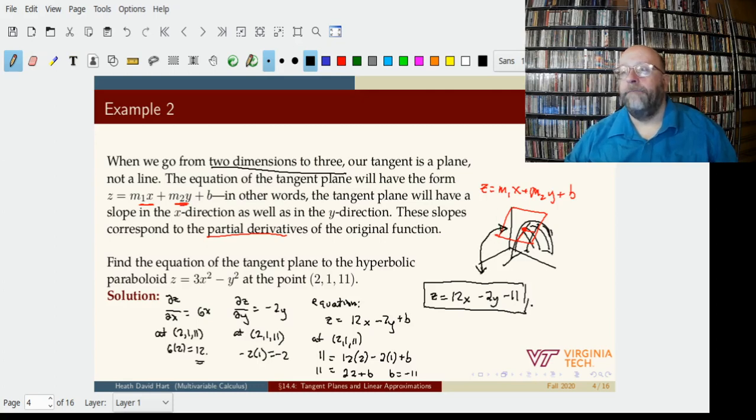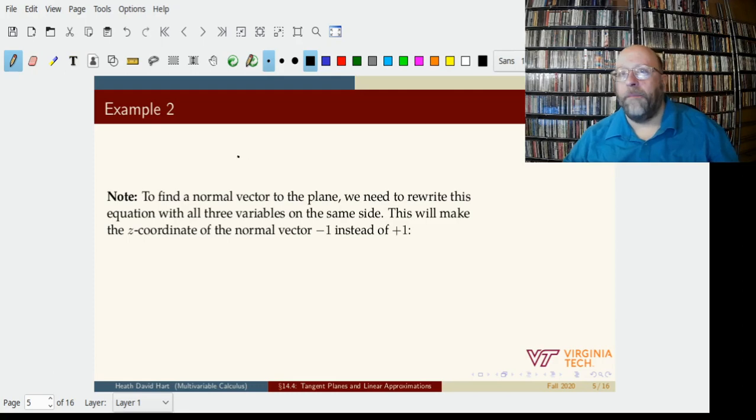Okay? And I have one last thing I want to say about this example before we move on. So I'm going to copy this equation onto the next slide. 12x minus 2y minus 11.